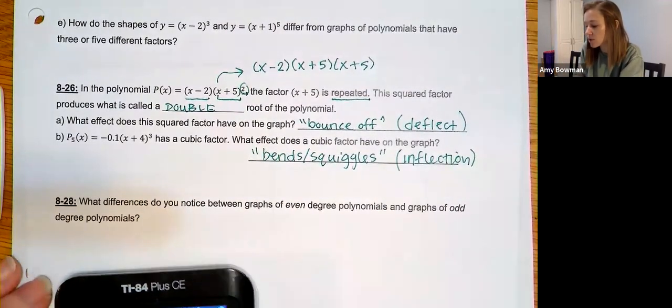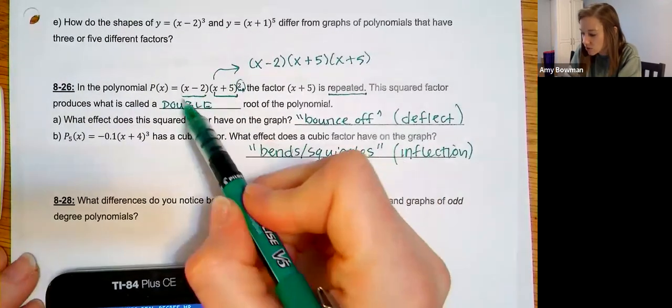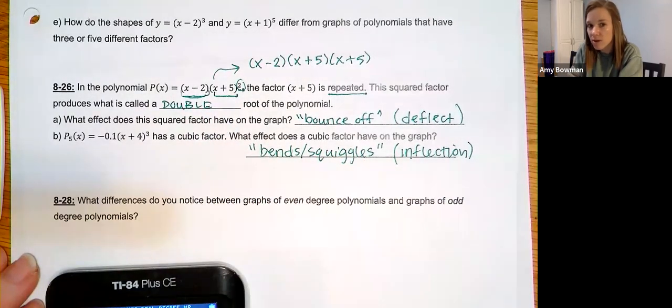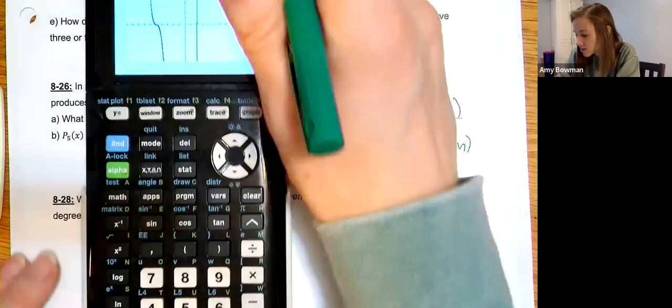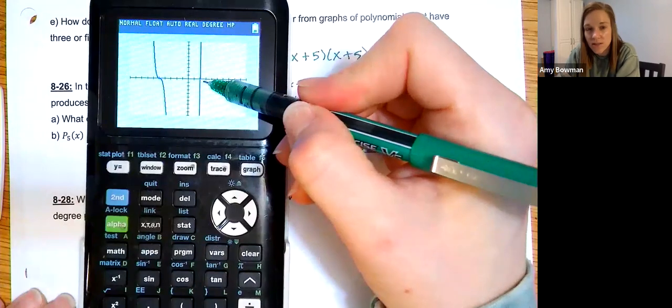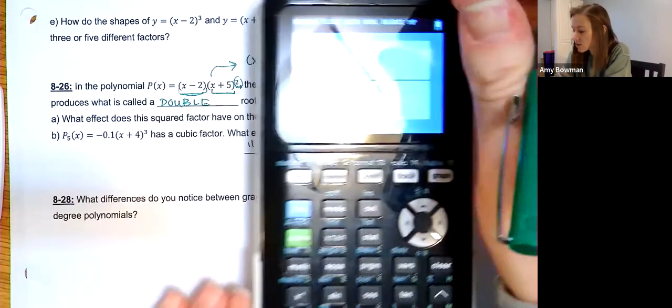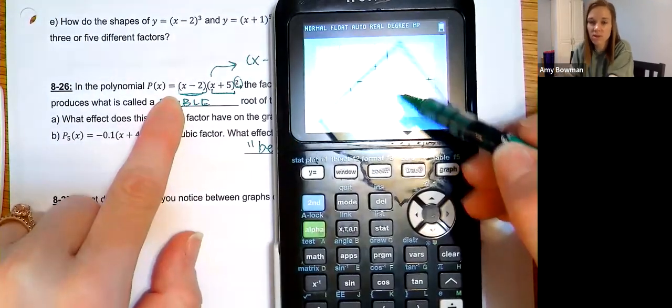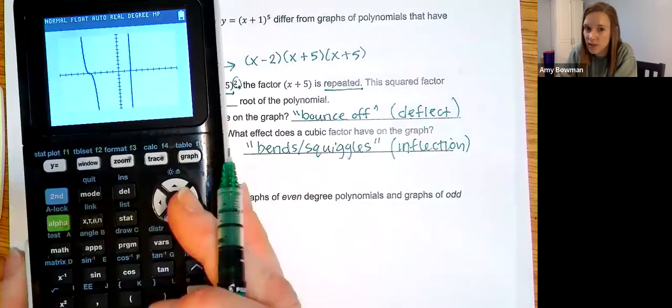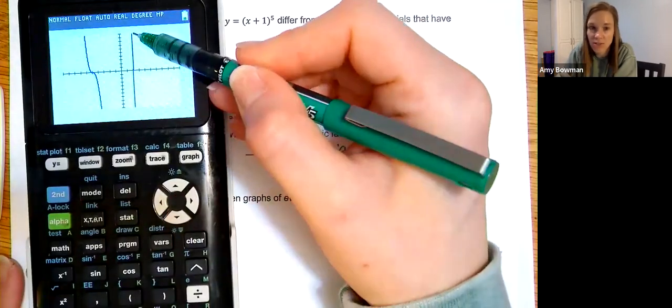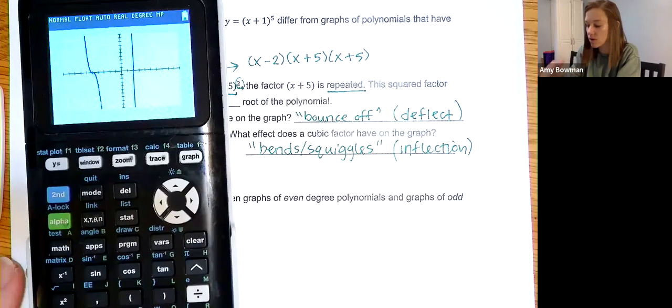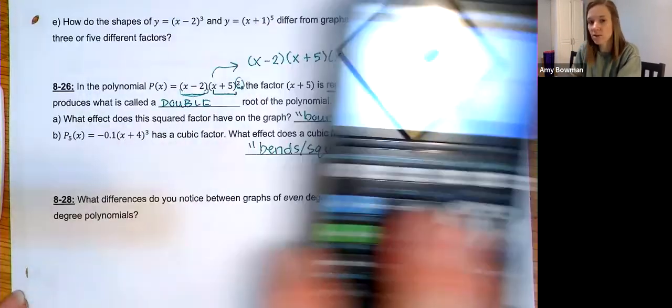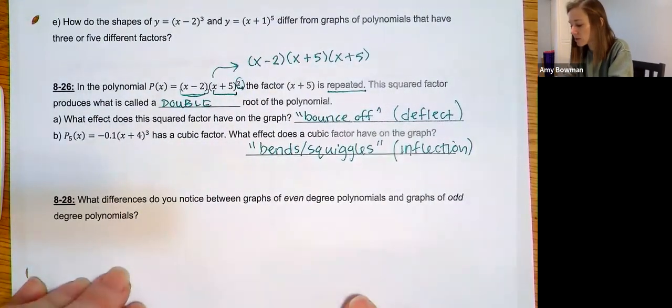And then if it's a first degree, so like x minus 2, with that one, that gave us this x-intercept of +2. This was first degree. And that just cuts through it like a line would. So that just means it passes through, it just slices right through it. So we were able to see the behavior of some of these.